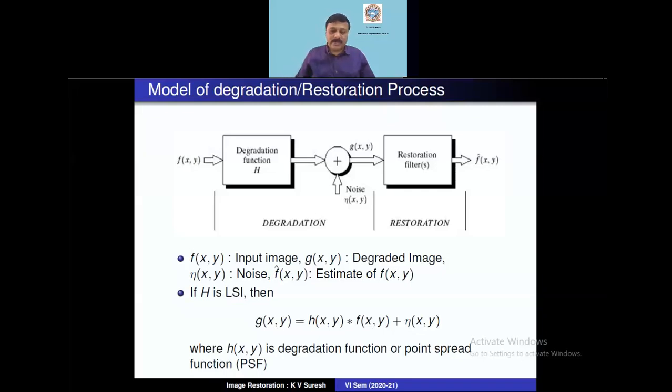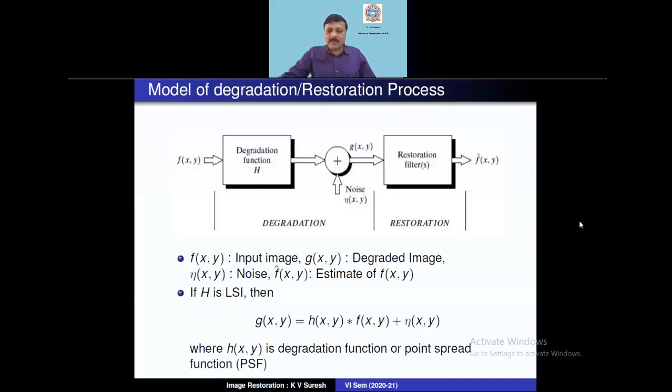Why is it called point spread function? Can somebody respond? Yes, I think Rakshita is saying yes. Okay, so this is the reason why it is called point spread function. So point spread function is actually the impulse response of a two-dimensional system. That's what you can say.